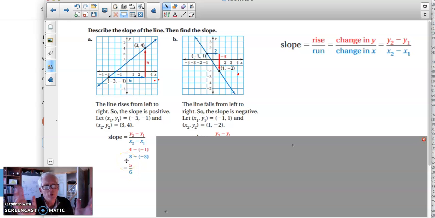The most common mistakes are messing up a negative number and getting the y's and the x's mixed up. It happens all the time, and I'll make that mistake many times also. Here's another example.